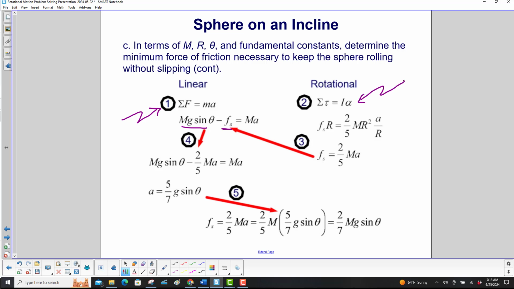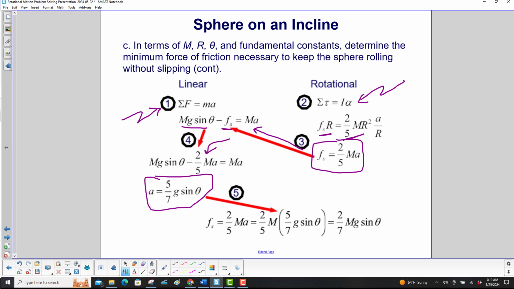That's where the sum of the torques is I alpha. We only have one torque, due to friction. Here's I, and alpha we can immediately substitute. Alpha is equal to a over r because we want it not to slip. Calculate that out. You get the static friction force is 2/5 ma. Now go back over to linear, follow this line here, and substitute in the static friction force. So now we have mg sine theta minus 2/5 ma equals ma. Solve that for acceleration, and here's our acceleration.